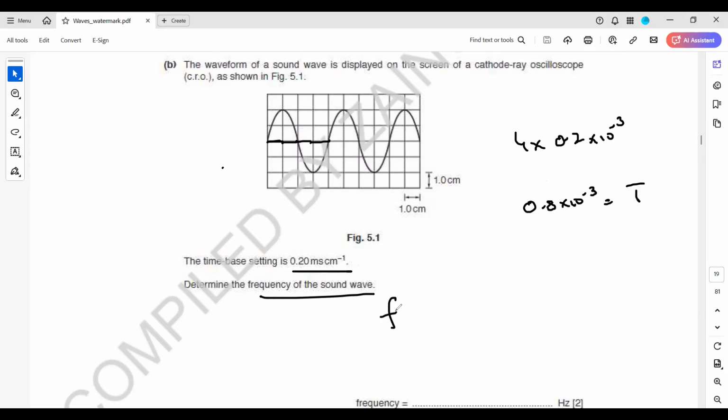The frequency is the reciprocal of the time period. So it will be 1 over 0.8 times 10 to the power negative 3. That will be about 1250 hertz, that is the frequency of this wave. So the time base is the x-axis, and the vertical axis is also there.